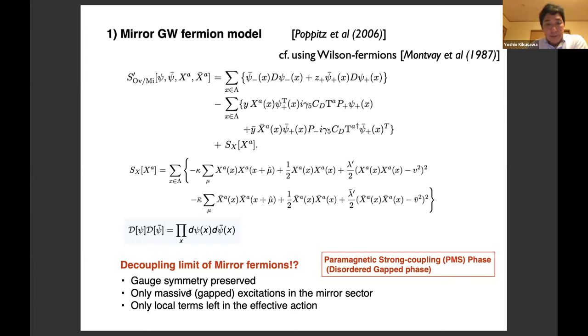So we must search in the phase space of this model where we can achieve these conditions. And for this, certainly we must have a disordered phase. We expect such a phase exists at the strong coupling region, and such a phase is called the paramagnetic strong coupling phase, the PMS phase.